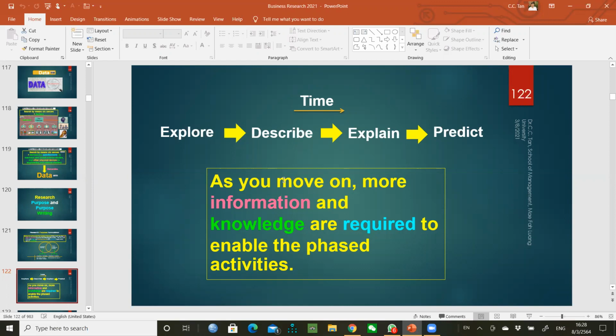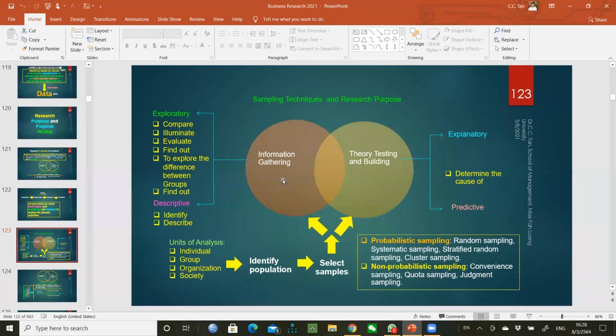understanding and empirical richness. Okay, so in a sense, we have to select some samples so that we can collect some data to help us get into the domains of information gathering and theory testing and building. And to do that, we have to identify the population so we can select the appropriate samples from the populations, in alignment with the overall context of our research.